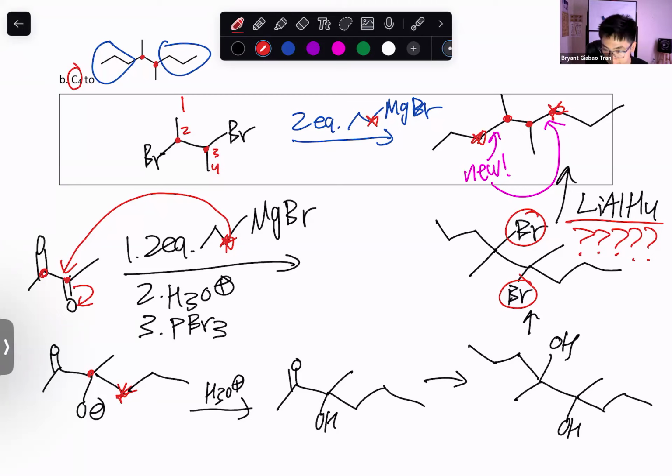So for synthesis problems, right? You don't have to include the solvent like THF or ether. If you just put the main reagent that does the reaction, like LiAlH4, then you get full credit for synthesis, right? Those are just solvents that facilitate the reaction and would not interfere with it.